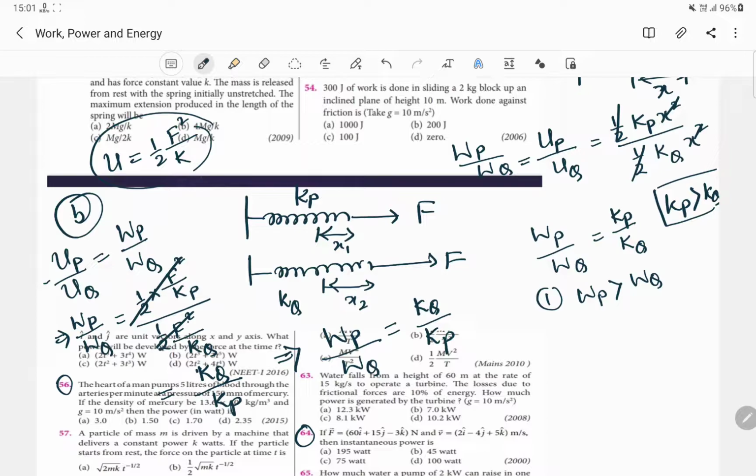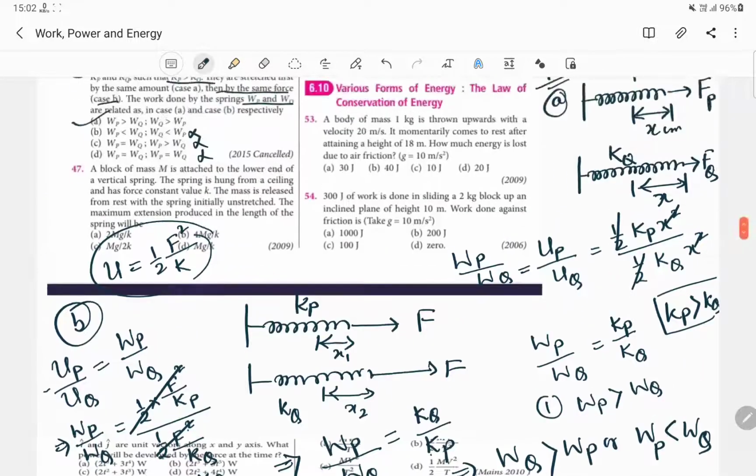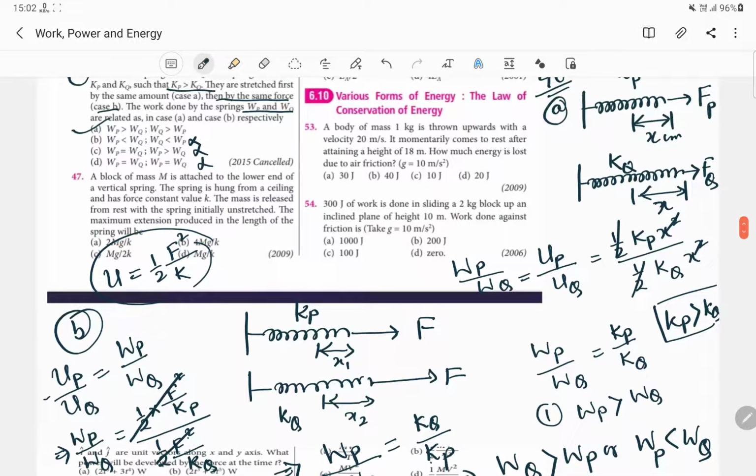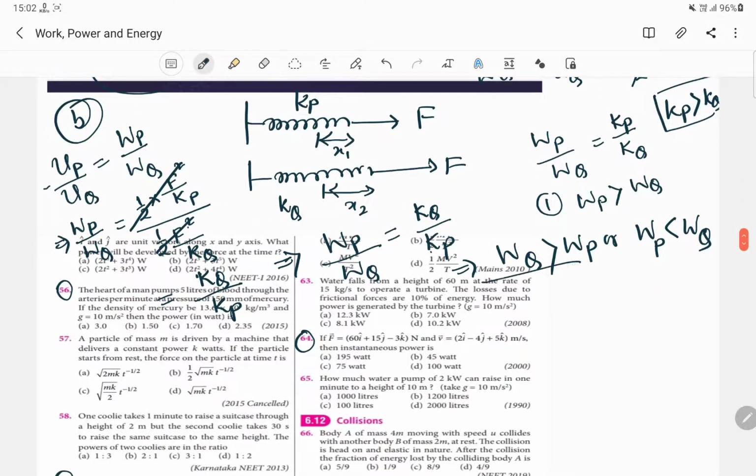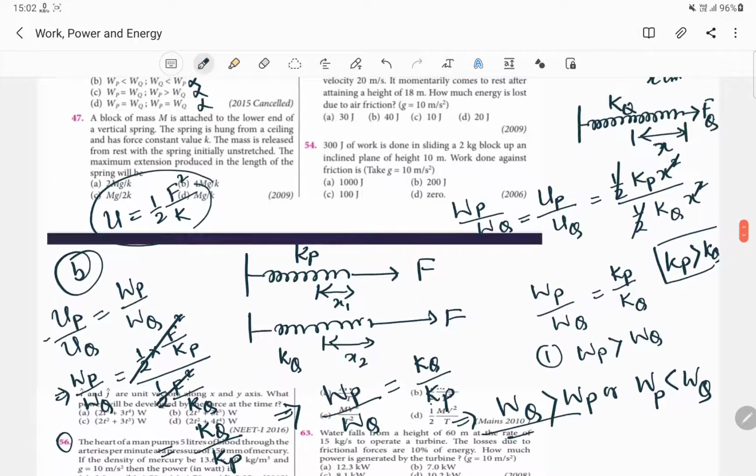Which one is greater here? We know that KP is greater than KQ. Therefore WQ will be greater than WP, or we can also say WP is less than WQ. Okay, so let us see option A. It clearly states that WQ is greater than WP, which is also obtained here. Therefore our answer will be option A.